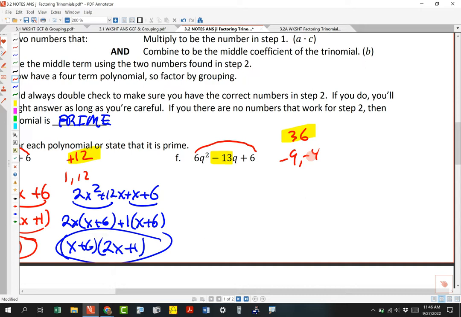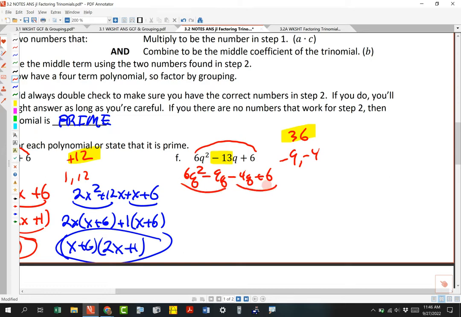Stop for a sec. Watch. Do they multiply to be positive 36? Yes. Do they combine to be negative 13? Yes. We're going to get the answer right. We know it for a fact. All we have to do is be careful. So we're going to write down 6q squared minus 9q minus 4q plus 6.